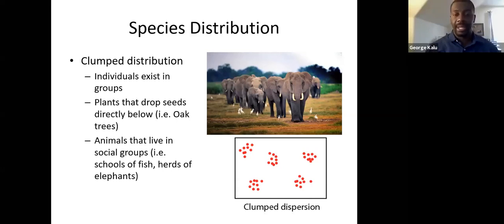And again, that kind of gives an indication of how those organisms will exist with one another and how they're going to interact with one another.